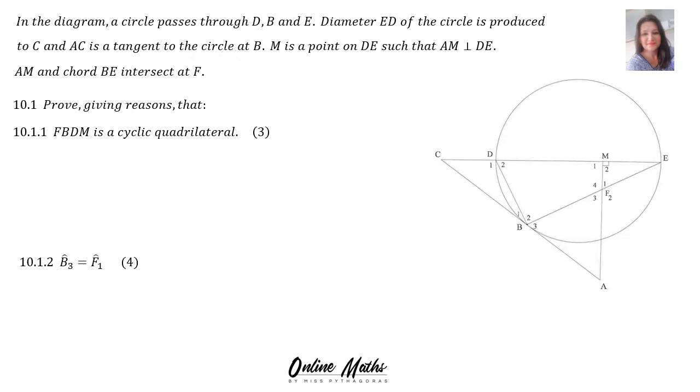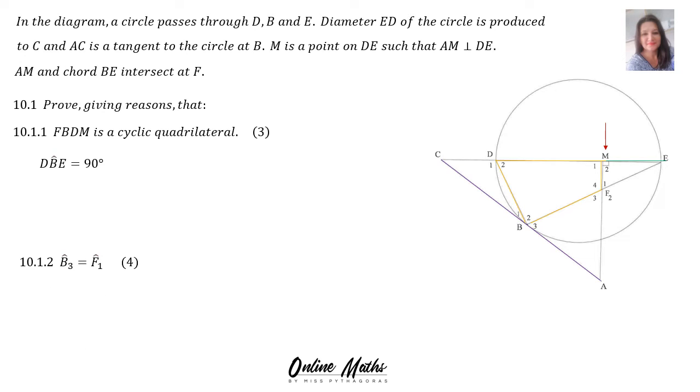In the diagram, a circle passes through D, B, and E. Diameter ED of the circle is produced to C, and AC is a tangent to the circle at B. M is a point on DE such that AM is perpendicular to DE. AM and chord BE intersect at F. 10.1.1. Prove, giving reasons, that F, B, D, M is a cyclic quadrilateral.